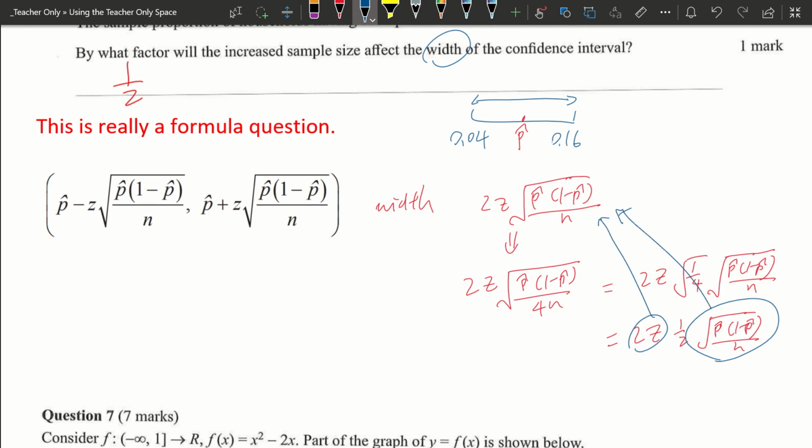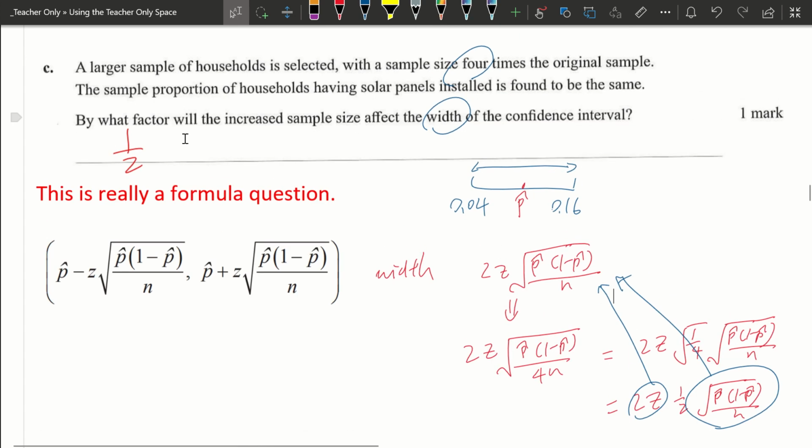So all you're doing is the original width times half. So the factor is half. The previous width of the confidence interval is halved. It's a smaller confidence interval, which is a good thing when your sample size is increased. If you have more sample, you expect your confidence interval to be smaller. You're still 95% confident, and your 95% confidence interval becomes narrower.